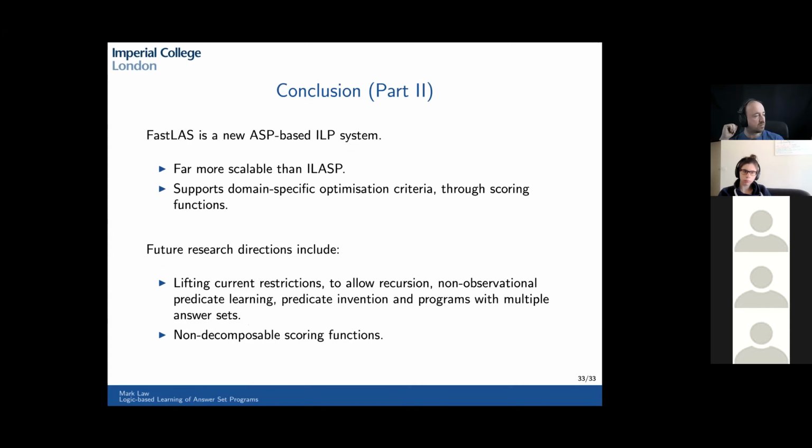Okay, so that's about everything I wanted to say. FastLAS, as I said, is much more scalable than ILASP, and it supports this notion of domain-specific optimization criteria, but it has some major restrictions, and that's what we're working on at the moment. We're trying to lift restrictions on the kinds of programs we can learn, in terms of recursion and non-observational predicate learning and so on, but also we want to support non-decomposable scoring functions. Okay, thank you very much.